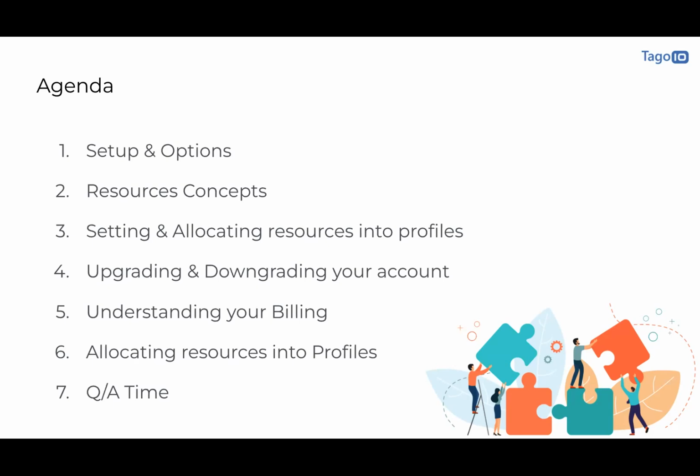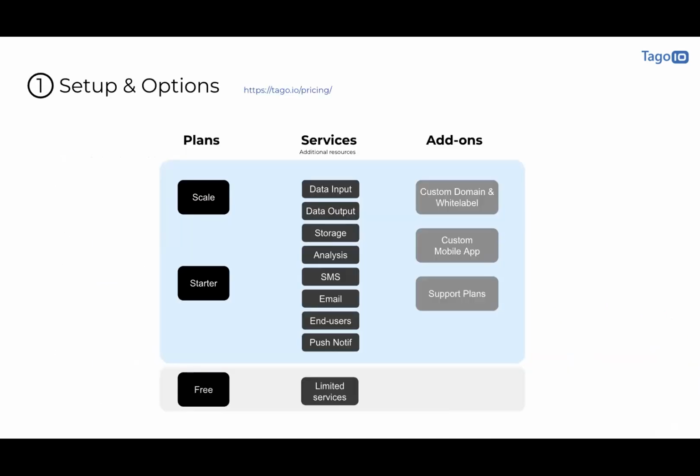And now I'm going to start with the plans, services, and add-ons. So what do I get once I am on a free plan? There's limited services. So I get all the default, but I'm not able to manage as I would with the scale and starter plan. So now I have data input, data output, storage, analysis, SMS, email, end users, and push notifications. And those can all be manageable on the starter and scale plan.